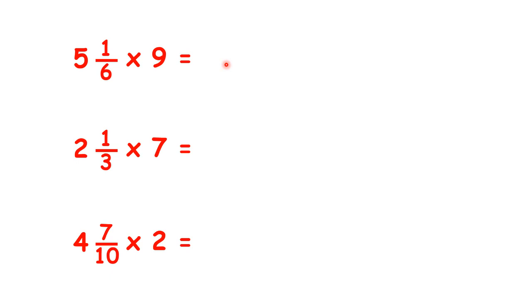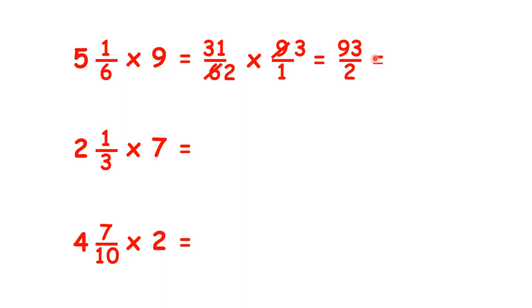5 1/6 is the same as 31 over 6, times 9, which we can write as 9 over 1. Now 9 and 6 are both in the 3 times table, so we can cross simplify. And now we can multiply to get 93 over 2. 93 divided by 2 is 46 remainder 1, so as a mixed number, 46.5.